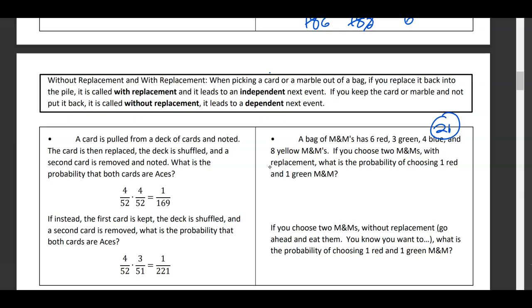But in this case, you put them back in. Red, there are 6 out of 21. Times, and is a multiplication process with probabilities. Getting a green one, well, there are 3 greens out of the 21. So because we put that red one back in, there's still 21 in the bag. That's why our denominator is still 21.